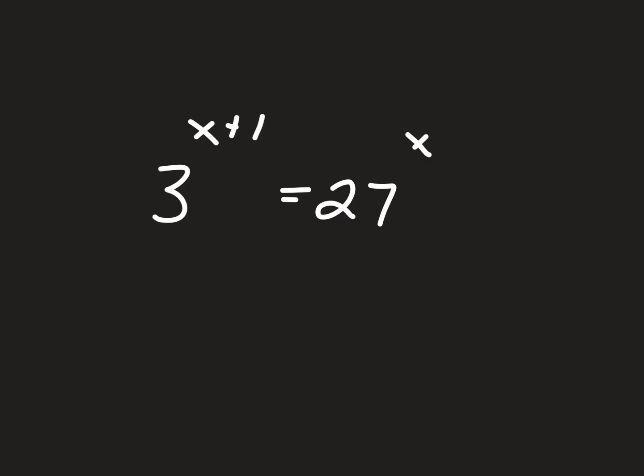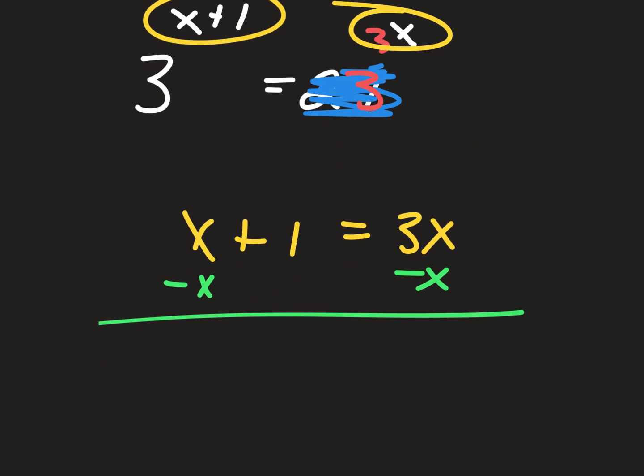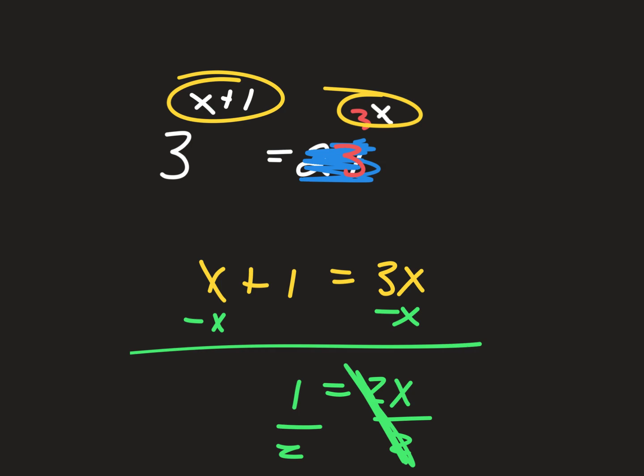All right. Did you figure out that this 27 needed to be written as 3 to the third? And then it's really as easy as, once the bases are the same, you just set the exponents equal. X plus 1 needs to equal 3x. Take away an x on both sides. 1 equals 2x. Divide by 2, divide by 2. X is 1/2.